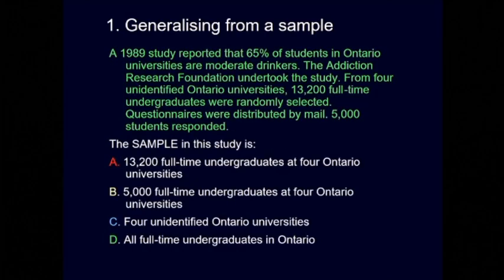Getting the idea? So here's one for you to try. A 1989 study reported that 65% of students in Ontario universities are moderate drinkers. Clean living Canadians. The Addiction Research Foundation undertook the study. From 4 unidentified Ontario universities, 13,200 full-time undergraduates were randomly selected. Questionnaires were distributed by mail. 5,000 students responded. What's the sample?